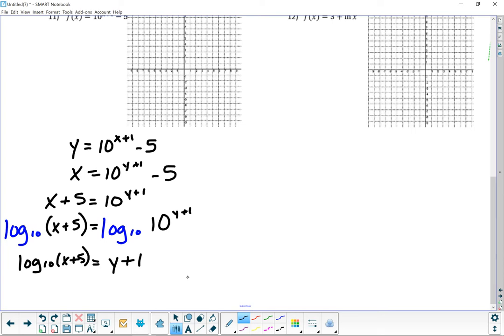Right, now to solve for y, we're just going to subtract 1 from both sides, and we will get y, which remember is actually the inverse. So y inverse is equal to log base 10 of x plus 5. And then to get rid of that plus 1, we're going to have to subtract 1. So you can put it in the back, which looks a little cluttery, or you can put it in the front as a minus 1 plus.